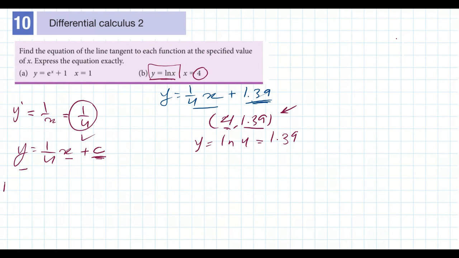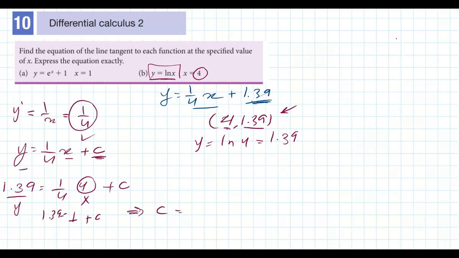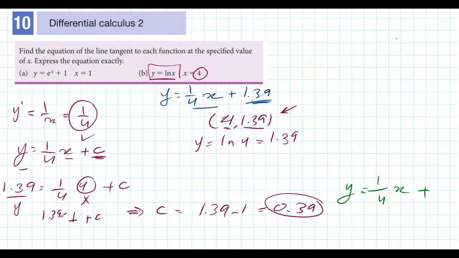Then 1.39 equals 4 by 4 plus c, right? This is the value of x and this is the value of y. And after that, 4 by 4 becomes 1, right? Then 1.39 equals 1 plus c. Then the value of c should become 1.39 minus 1, which is 0.39. This is the value of c, right? Then the final result should be y equals 1 over 4x plus 0.39. I think now it's clear.